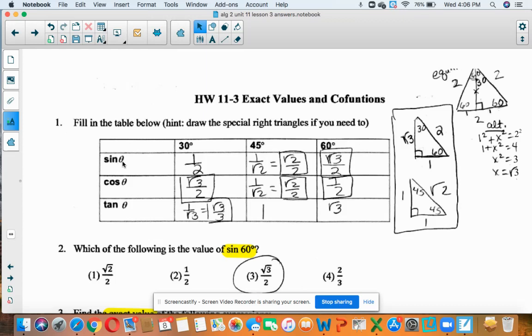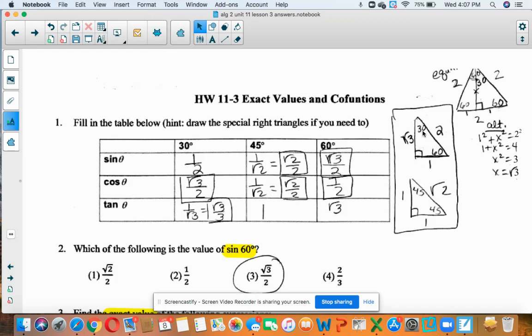So sine of 30 degrees, go to 30. Sine is opposite over hypotenuse, 1/2. Sine of 45 degrees, go to 45. Sine is opposite, which is 1, over hypotenuse, which is radical 2. Now, I don't want to leave a radical in the denominator, so my answer is 1 over radical 2. I multiply the top and the bottom by radical 2. So my numerator becomes 1 radical 2, or just radical 2, and my denominator, radical 2 times radical 2, is radical 4, which is 2. Sine of 60, go to the 60 degrees. Sine is opposite over hypotenuse, radical 3 over 2.